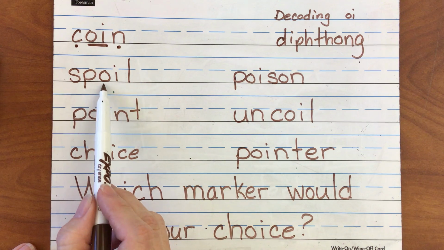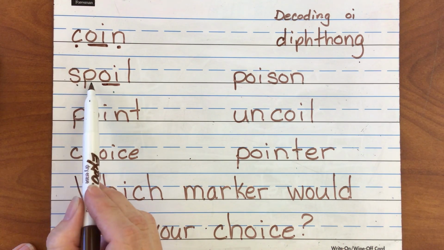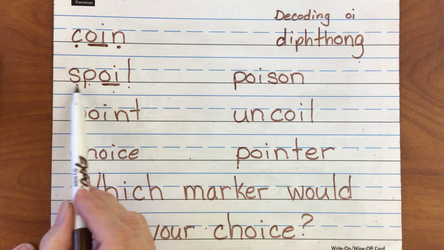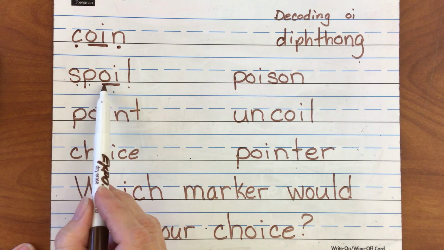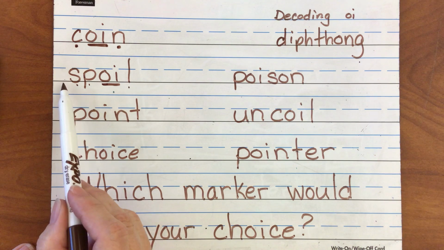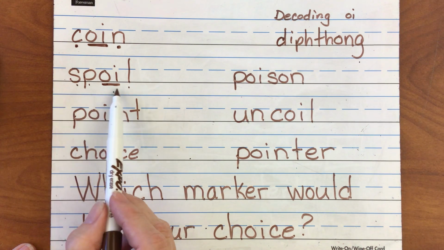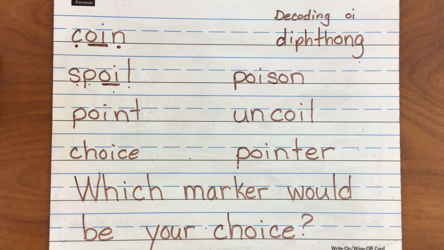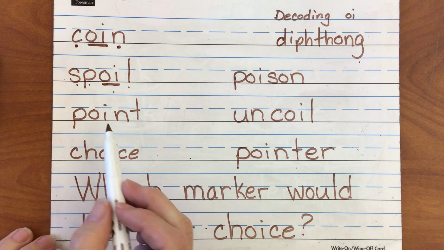Here it is again. And I notice that it has a blend in the front and one consonant in the back. So I'm going to put that sp together and the oi and then ul. Watch me do it. Spoil. To spoil means to go bad. Like if the milk is spoiled, that means you shouldn't drink it.